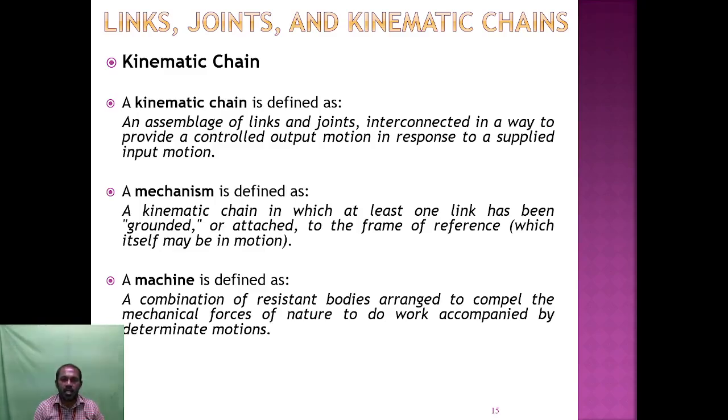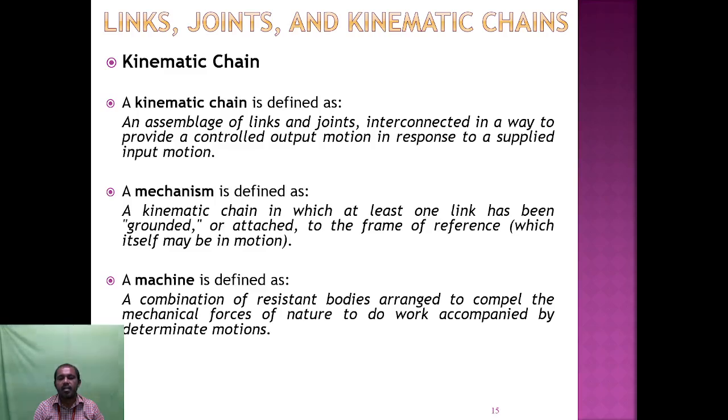Mechanism and machine: a mechanism is a kinematic chain in which at least one link has been grounded or attached to the frame of reference. So a mechanism means a rigid structure. For example, we have a four-link chain L1, L2, L3 and L4. Any one link, say L1, is the reference and is fixed. In the remaining L2, L3, L4, motion is there. So it is called a mechanism.